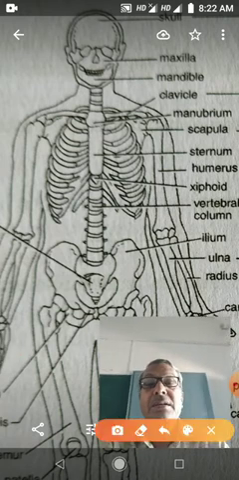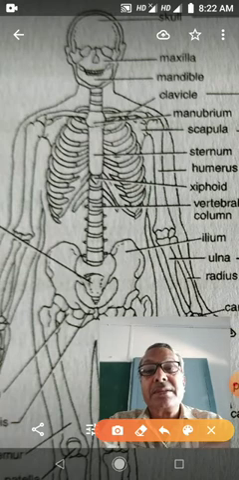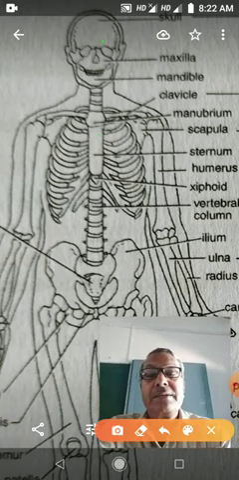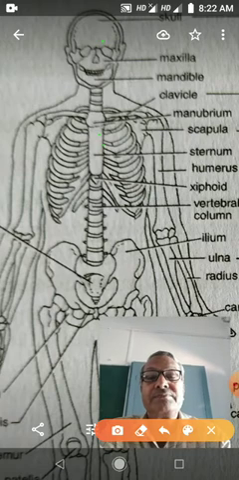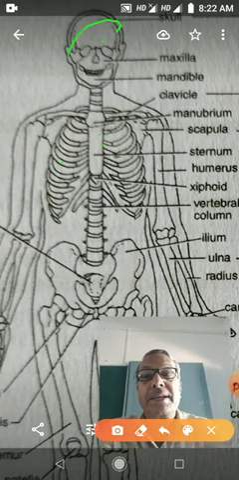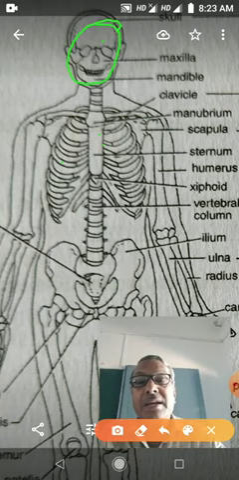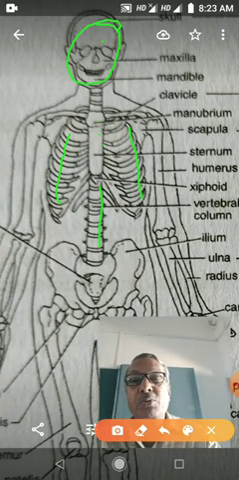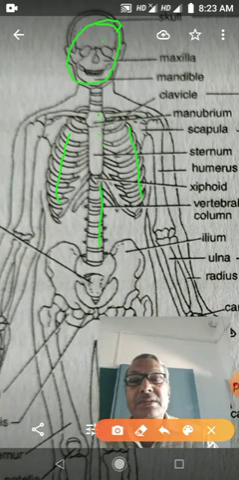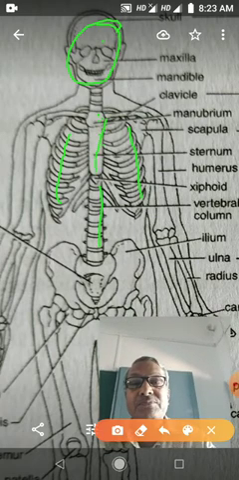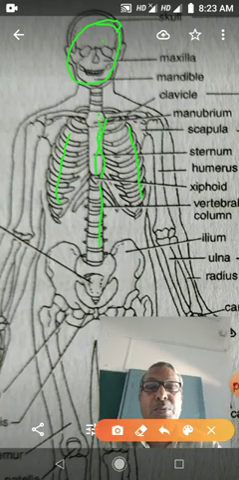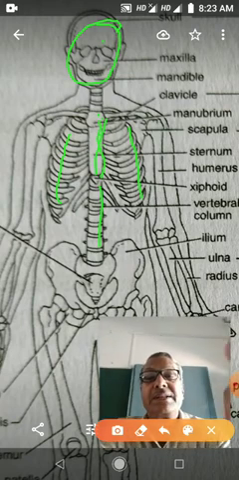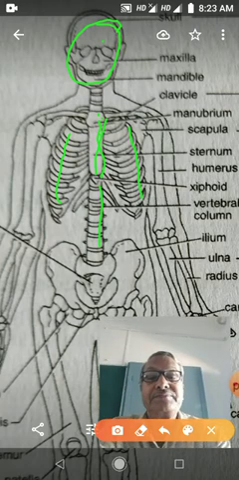In the axial skeleton come the skull, vertebrae, sternum and ribs. So this portion is called the skull. This portion is the vertebrae. These structures are called ribs, and the bone which is present in the center of the thorax is called the sternum. It is also known as the breastbone. So these bones come in the axial skeleton.